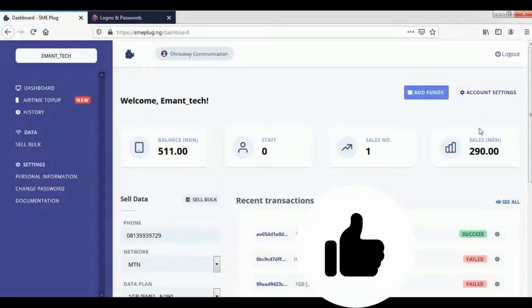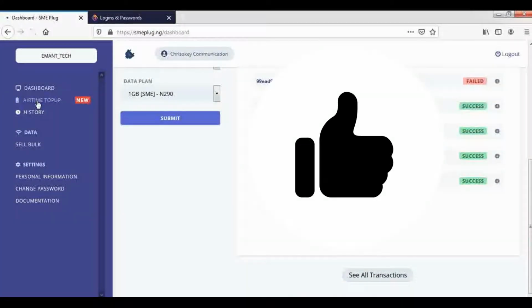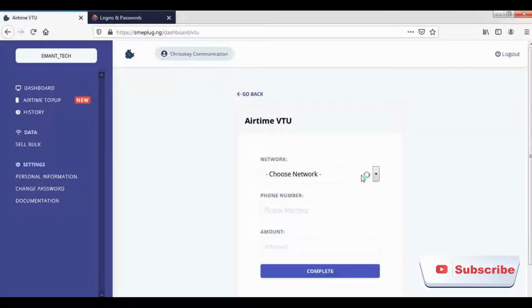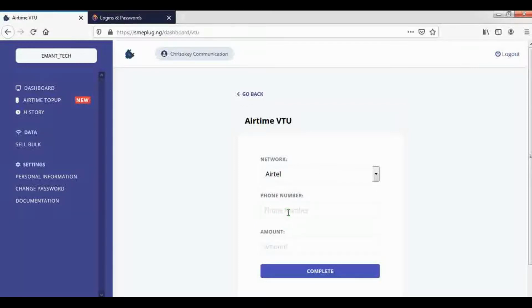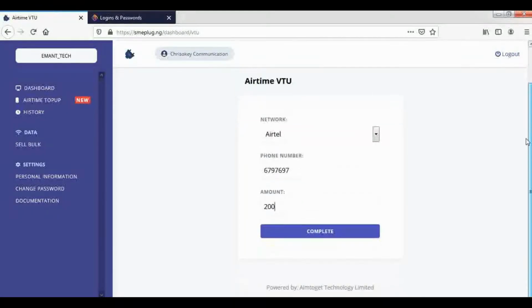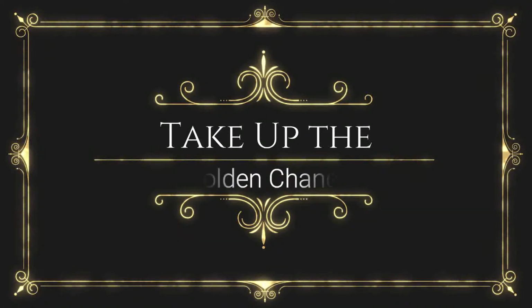If you can sell to about 10 people in a day, that means you have a profit of about 1,100 naira to yourself in a day. So I believe with this you should be able to take care of yourself while you are in your room. During the lockdown period, with coronavirus, you'll be able to make money while you are still inside your room. Likewise, it goes for other networks: your Glo, Airtel, and Etisalat, which is 9Mobile. You will be able to sell on the website SMEplug.ng. Once you sign up and fund your wallet, you'll be able to sell to your customers.